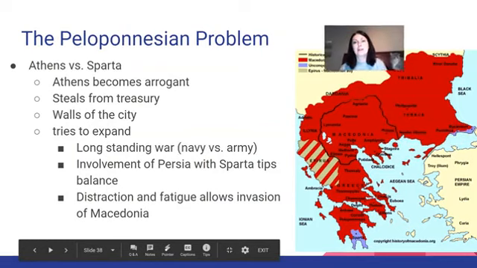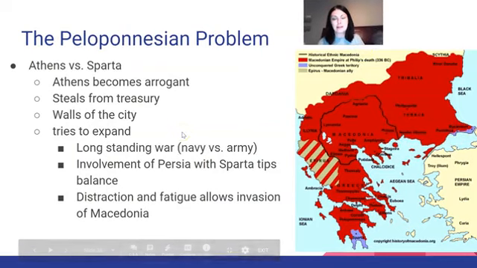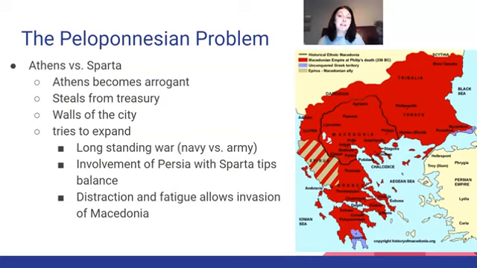So here's what's going to eventually happen to the Greeks. All right. Athens starts to get very full of themselves, which we're going to see in the art that they create very, very evidently. And they start stealing from a combined treasury of all of these city-states that they put together for the Persian War. They start stealing from it to build their city. And then they build a wall around their city to kind of cut themselves off, which makes everybody else nervous.